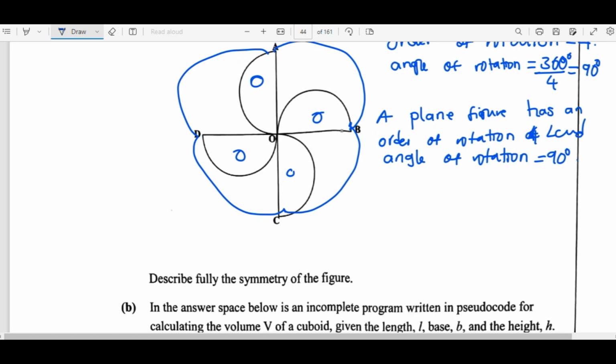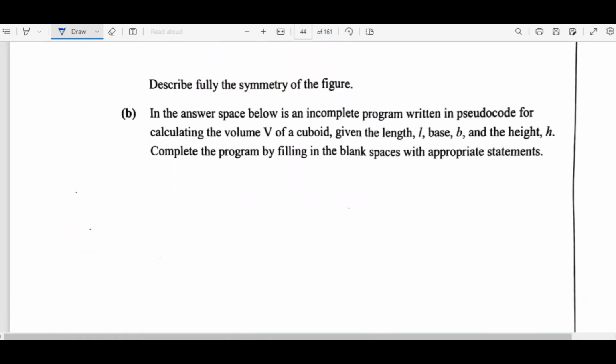Okay, so we move on to question B. So in the answer space below is an incomplete program written in pseudocode form. Calculate the volume of a cuboid. So we want the volume of the cuboid given the length. So the length is the input, breadth is also an input, and the height. Complete the program by filling in the blank spaces with appropriate statements.